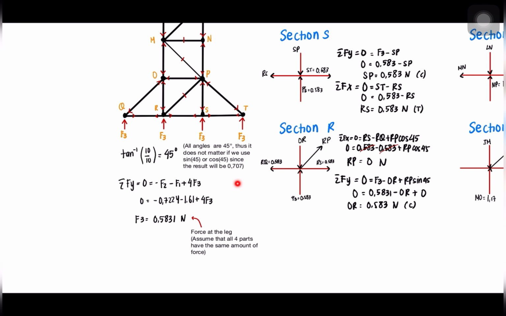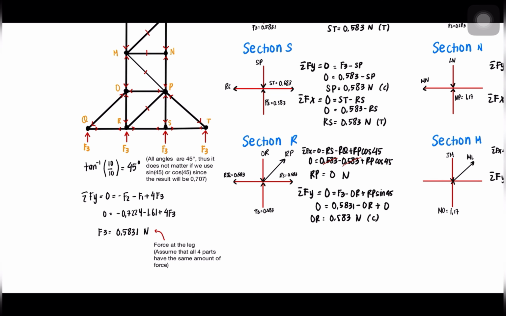Okay, so for now, we have the known force F3, and from the base we can find the F3, but we need to put all of the applied forces, which are F2 and F1. Since F3 has 4 legs, we need to multiply by 4, and then we can find F3. So the F3 is 0.5831. This is the force at the base, at the leg, and we assume that all 4 parts have the same amount of force.